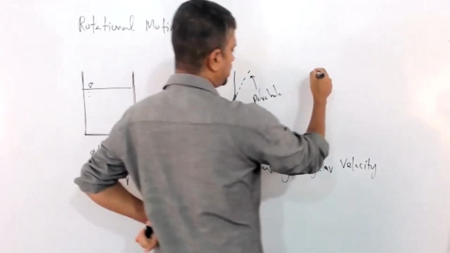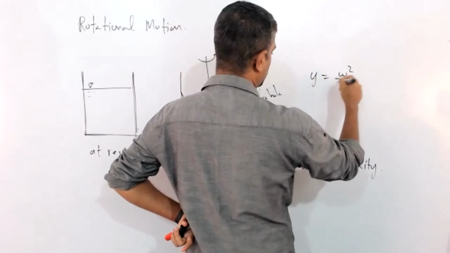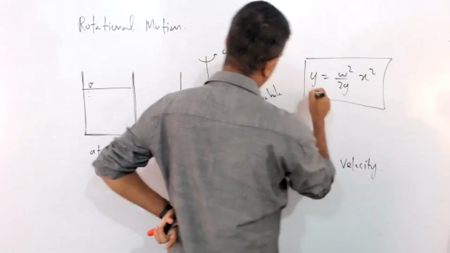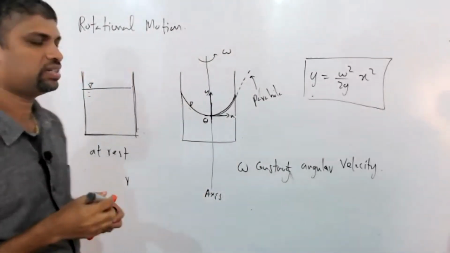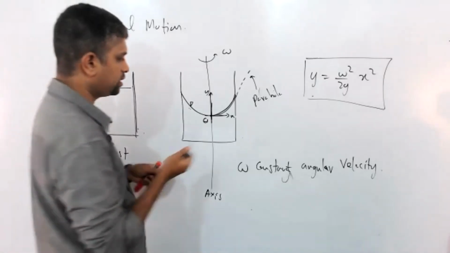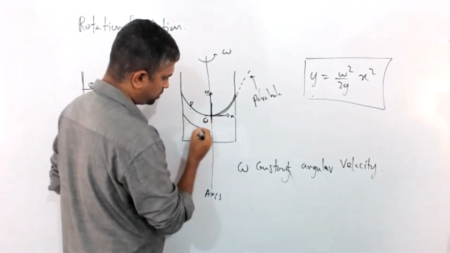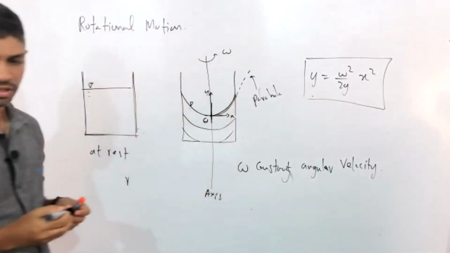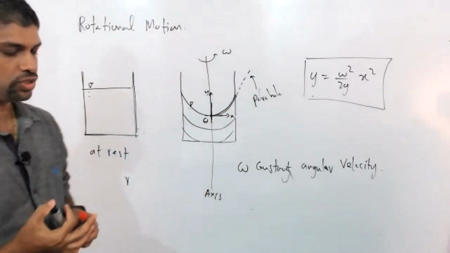The equation is given by y equals omega squared over 2g times x squared. Okay, you have to use that in some cases. And the isobars, meaning constant pressure lines, will be a set of lines like this. Shall we draw this and mention?